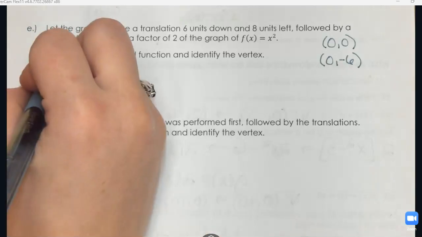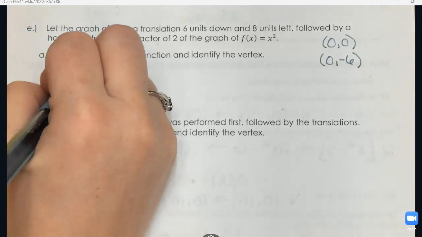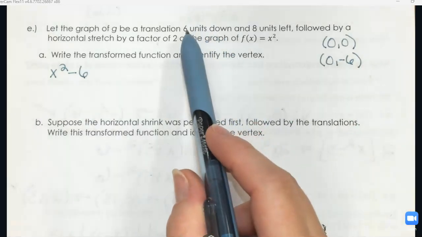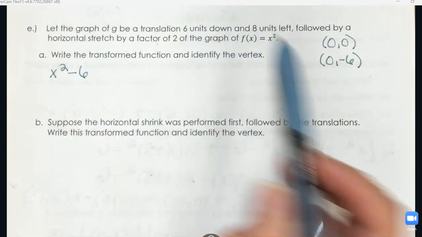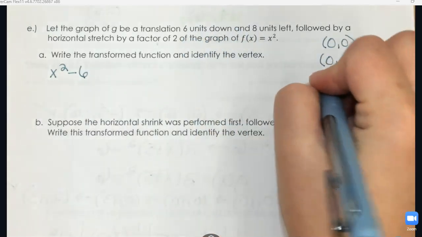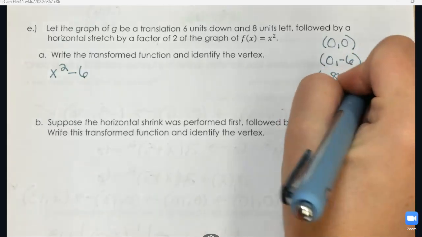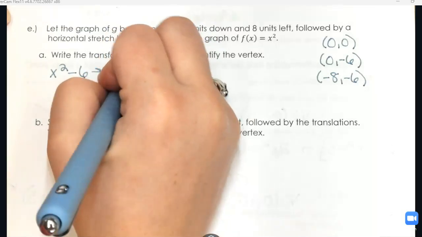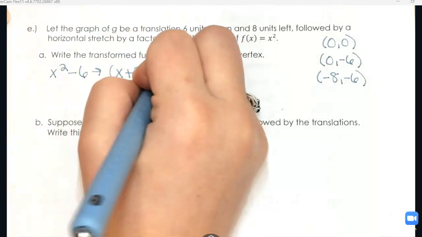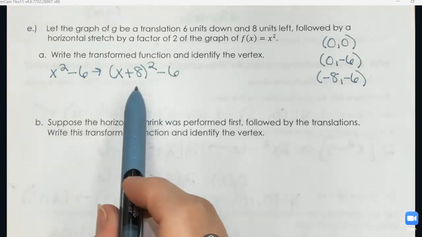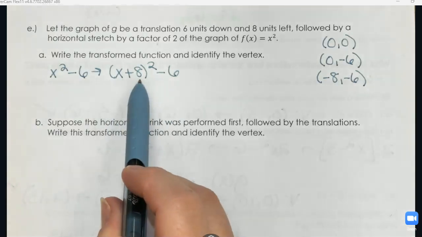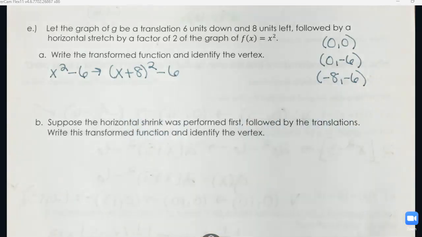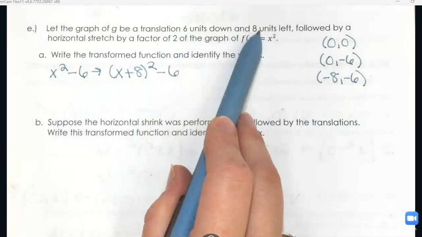In order to reflect that within my function, I'm going to do x squared minus 6, which does track with where my vertex should be. Our next transformation is we want to go 8 units to the left. So that means that my vertex is going to move to negative 8, negative 6. And to reflect that within my function, I need x plus 8 inside my parentheses. This is vertex form. So if this is x minus h, that tells me h is negative 8, k is negative 6. So we're in the right spot. We've done our first two transformations.